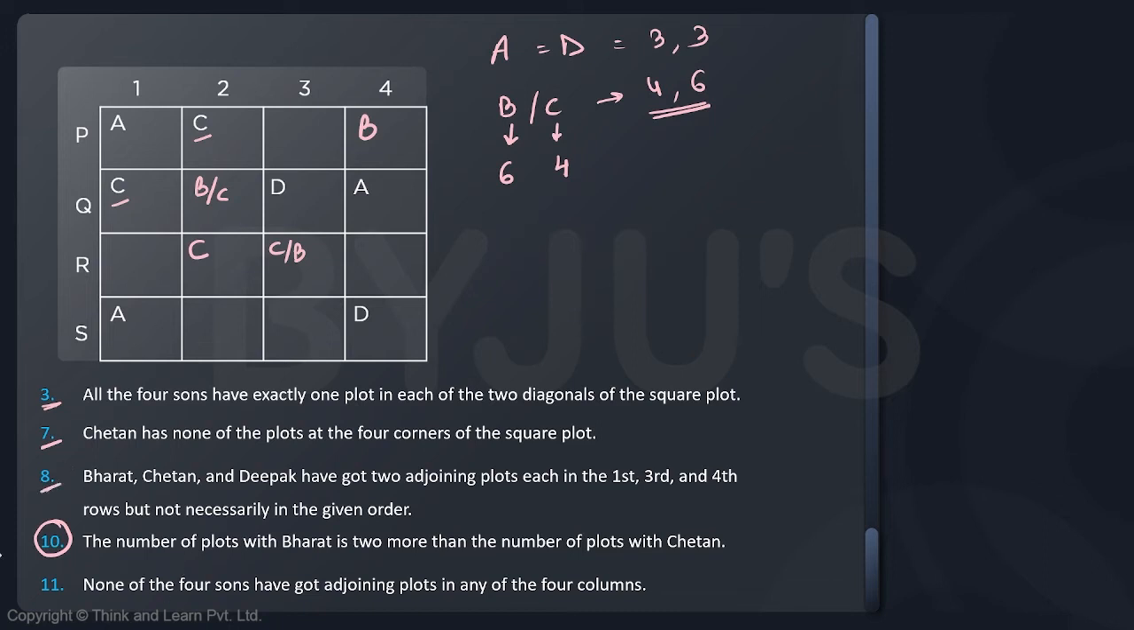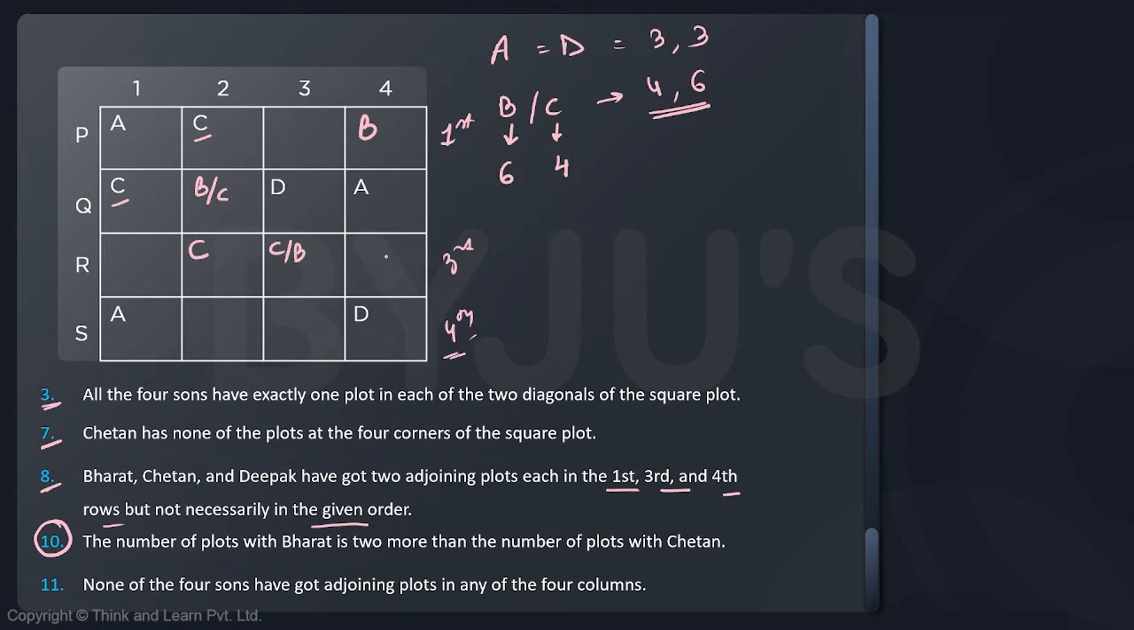Let's talk about it. Bharat, Chetan and Deepak have got two adjoining plots in each of the first, third and fourth row, but not necessarily in the given order. So basically, in one of these rows, Bharat has got two adjoining plots. In one of these rows, Chetan has got two adjoining plots. And in one of these rows, Deepak has got two adjoining plots.